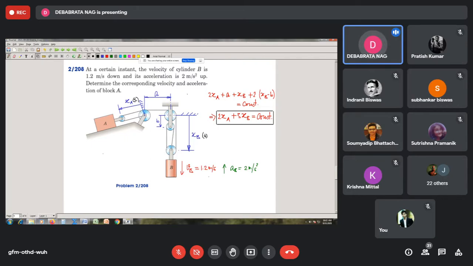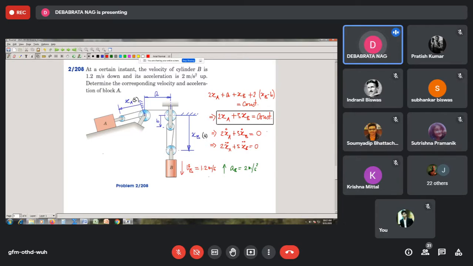Since these are all functions of time, we can differentiate them with respect to time and get the desired relationship. So what is the desired relationship then? Differentiating it once with respect to time, we get twice x dot A plus 3 x dot B, and that is going to be equal to 0. Again, if we differentiate it with respect to time, then we will get twice x double dot A plus 3 times x double dot B equal to 0.